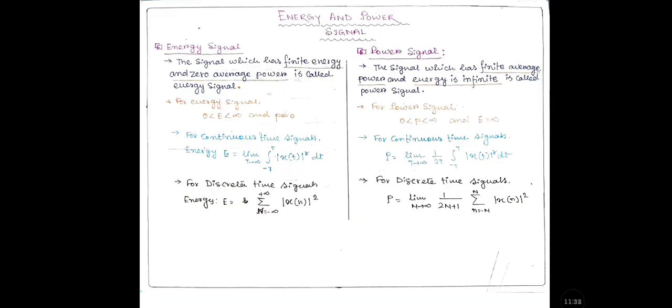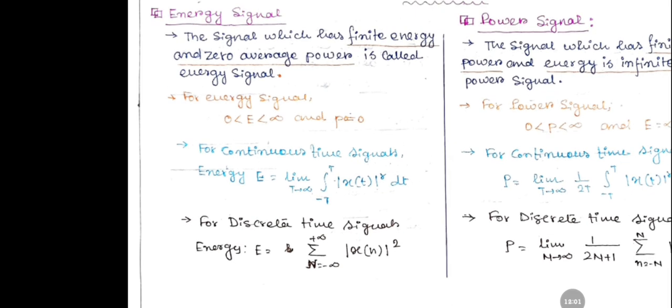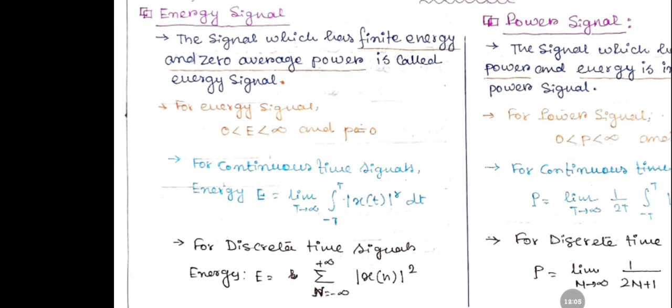Next is energy and power signals. What is an energy signal? A signal which has finite energy and zero average power is called an energy signal. For energy signals, the equation is E greater than 0 and less than infinity, and power is 0, which we read previously: finite energy and zero average power.